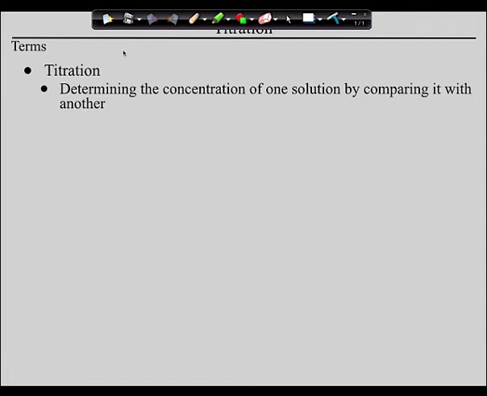So guys, this then brings us to the next two terms. So we understand that we've got one solution that we don't know the concentration of and another one that we do. Those have names. The one that we know the concentration of is what is called the standard. That would be the ruler, the thing we know something about, whether it's height or concentration. The standard is the solution that we know the concentration of. Then, guys, the other one, the one we don't know the concentration of, obviously that's called the unknown.